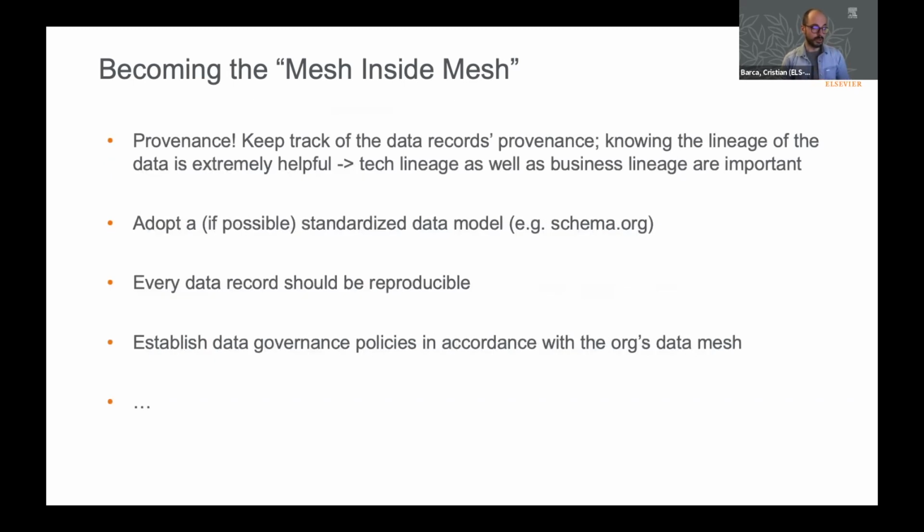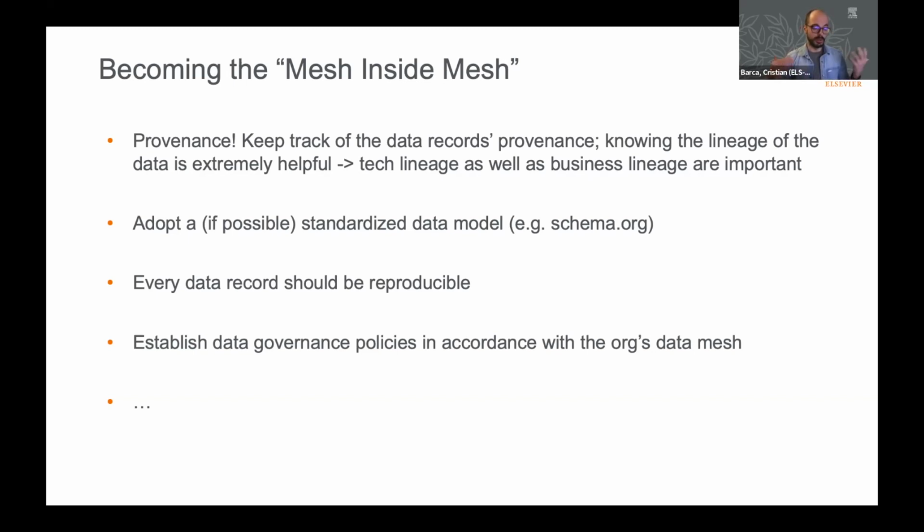Another important one, it's really big, is to have provenance. Because when you think about decentralized architectures, you don't want to lose track of how the data is passing through all these steps, through all these nodes that you have, right? The technical lineage as well as the business lineage are very important for the data. Of course, it will be very much appreciated if you adopt a standardized data model that will make mapping between other products very easy, if of course they also use standardized data models.